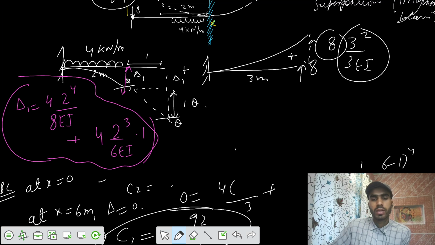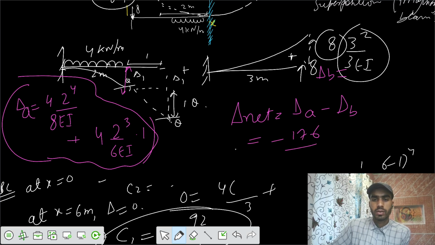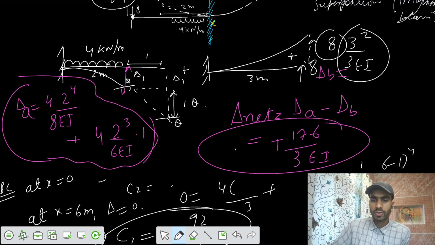Let's say one value is negative or positive, then you would say delta net equals delta A minus delta B. So you get the net value, that's also the same, 176 by 3EI. Whether it was positive or negative, the sign is not that important, so you can get the value.